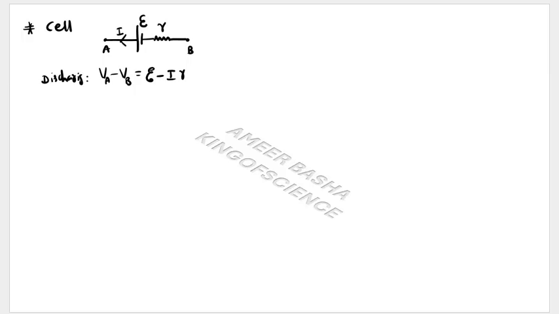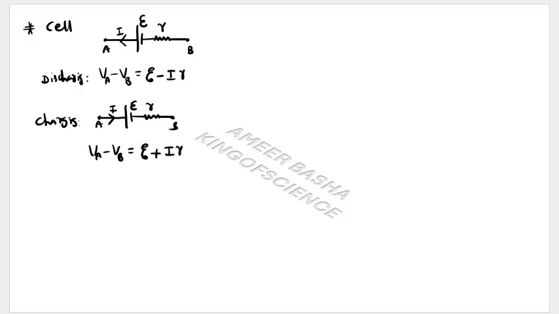Then what about a charging cell? For example, I have here A and B. When the current I is entering the cell, this is the charging type. The potential difference VA minus VB now will become E plus IR.